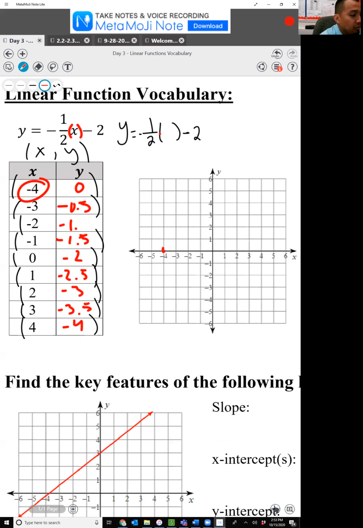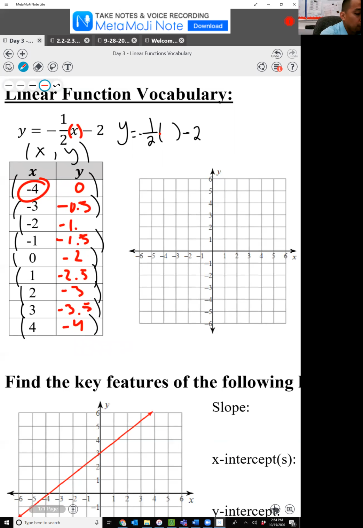My second point is going to be -3 comma -0.5, so -3 and then half up. Oh my God. My third point is going to be -2 comma 1, -1 comma 1.5, and I'm doing something wrong. Make sure you don't make my mistake.